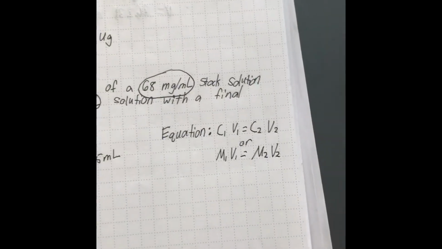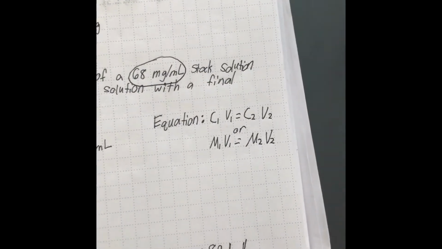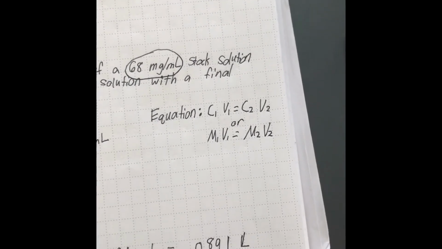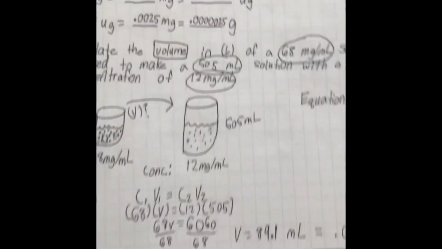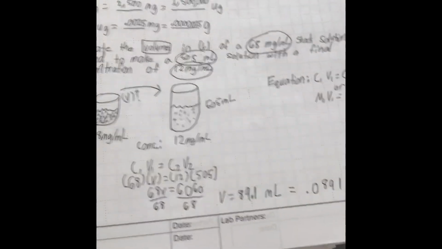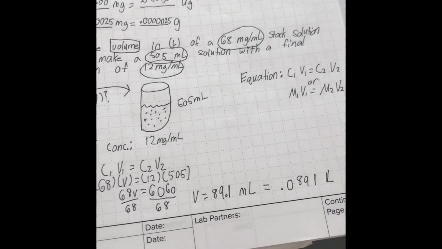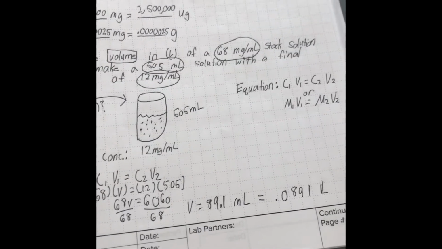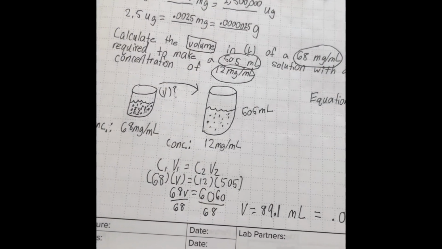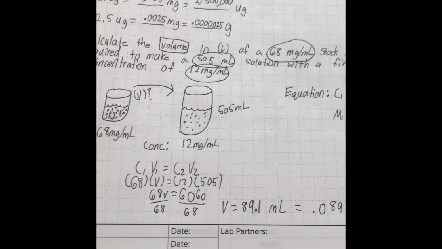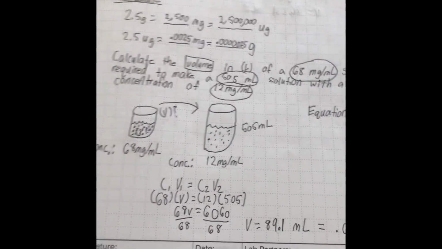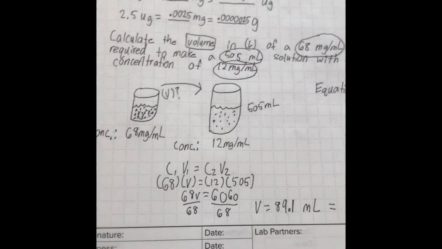So when solving questions, you're going to use the equation concentration 1 times volume 1 equals concentration 2 times volume 2. So in this question here, we can see that we need to calculate the volume in liters of 68 milligrams of a 68 milligram per milliliter stock solution required to make a 505 milliliter solution with a final concentration of 12 milligrams per milliliter.